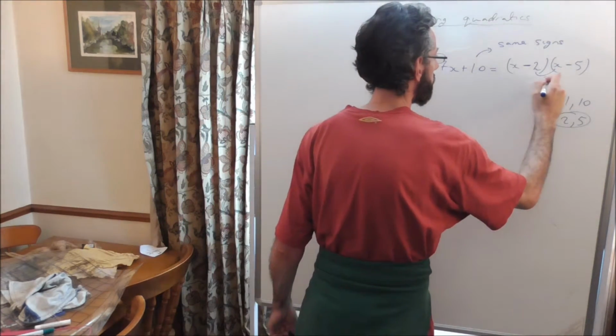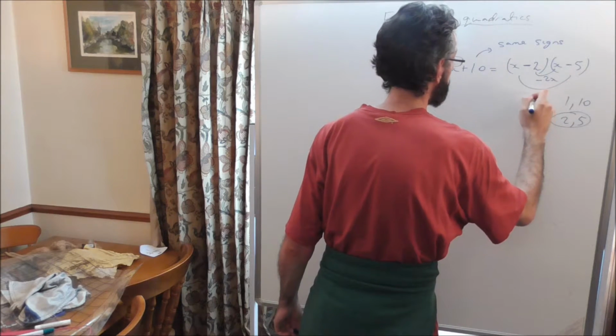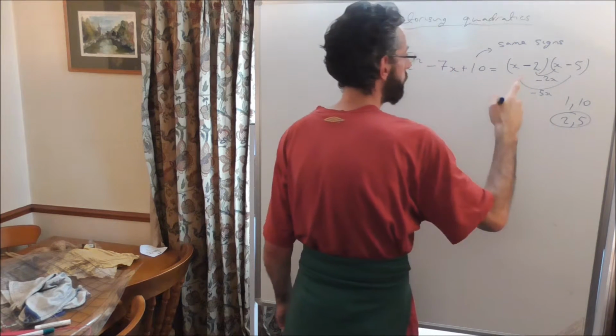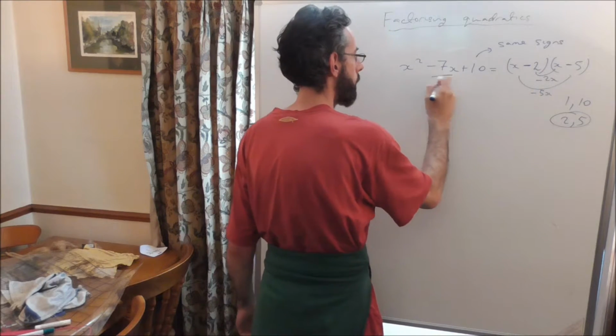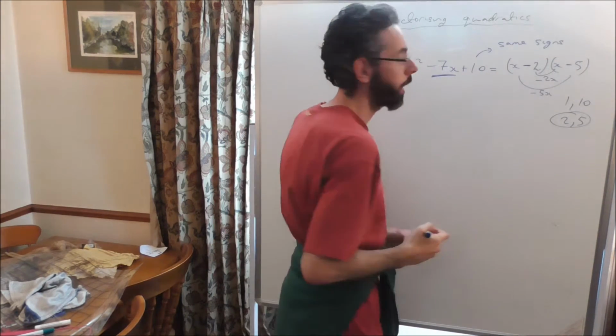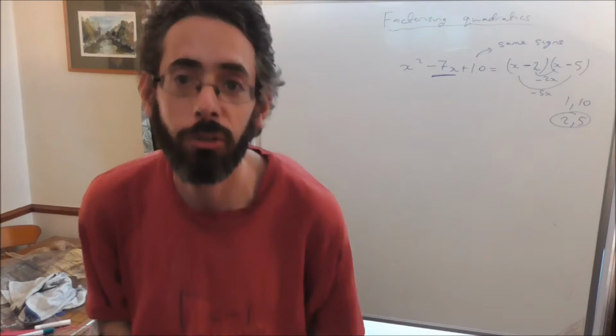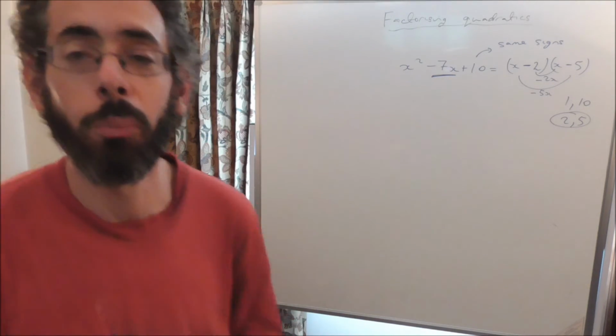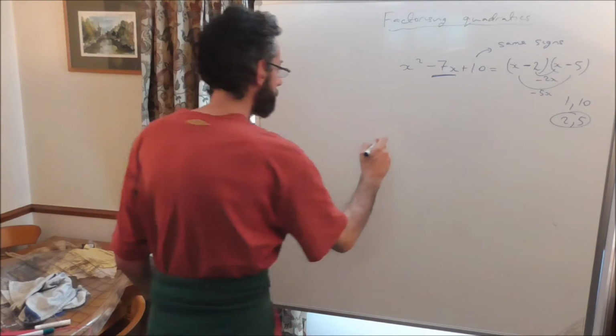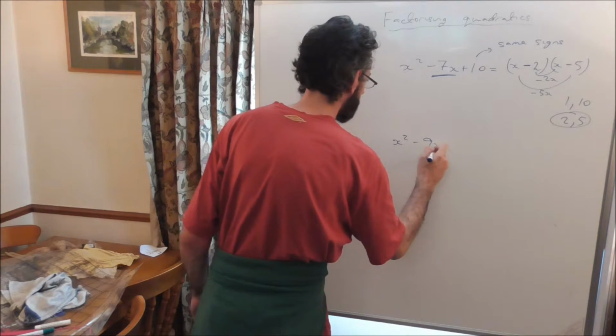Minus 2 times x is minus 2x. X times minus 5 is minus 5x. So minus 2x plus minus 5x is minus 7x. So this is correct. X minus 2 times x minus 5. Right, let's just do one more example to finish off. X squared minus 9x plus 20.